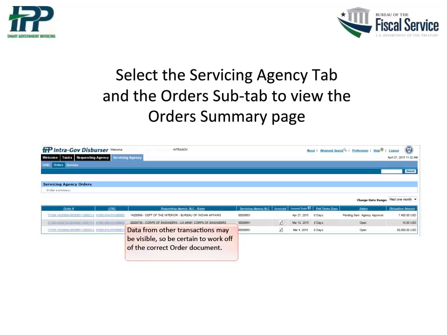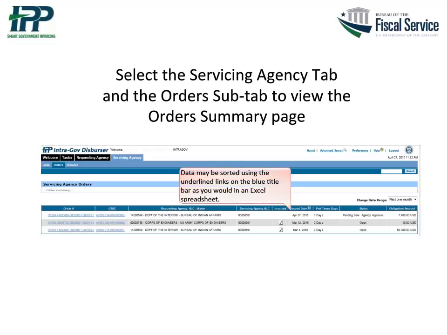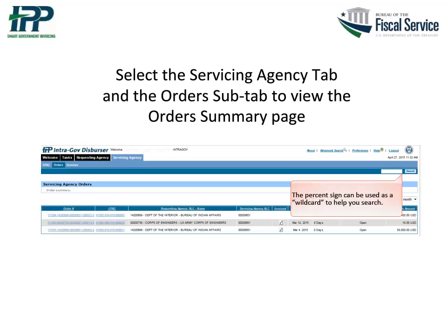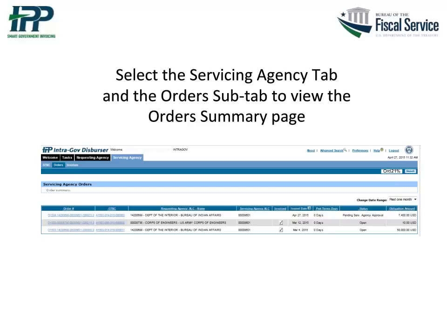Data from other transactions may be visible, so be certain to work off of the correct order document. Data may be sorted using the underlined links on the blue title bar as you would in an Excel spreadsheet. The % sign can be used as a wildcard to help you search. You can also use the drop-down menu to narrow or widen your search term. Select the link for the order you want to work on.